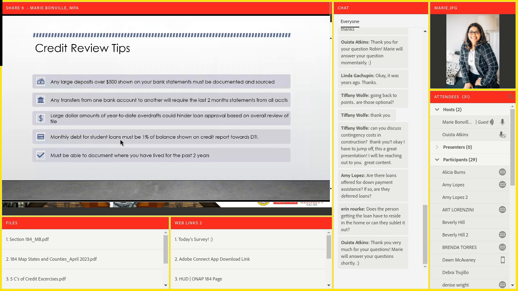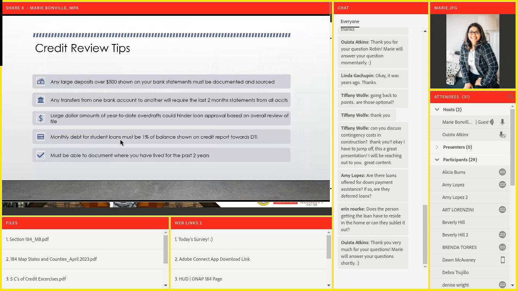Monthly debt for student loans. If you have student loans, right now the requirement is that they look at 1% of your total loan amount. So student loans are looked at, just not in their entirety. But at least 1% of that balance is shown as a part of your DTI.